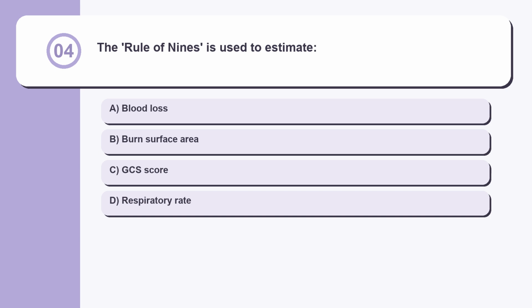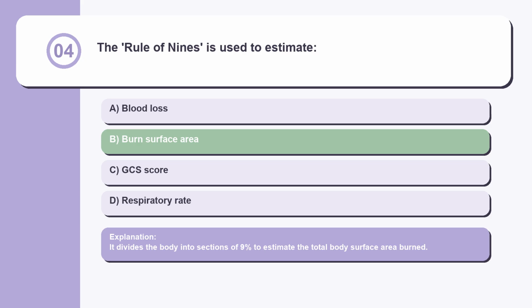Question 4. The rule of nines is used to estimate blood loss, burn surface area, GCS score, respiratory rate. It divides the body into sections of 9% to estimate the total body surface area burned.